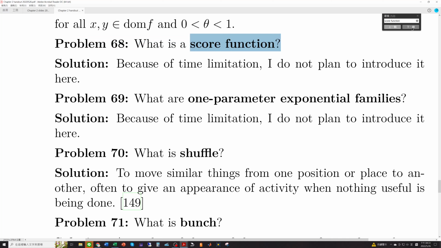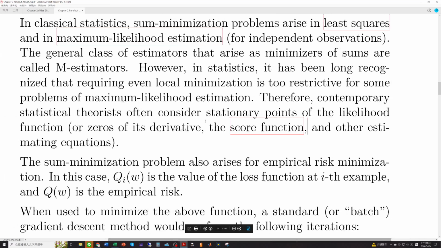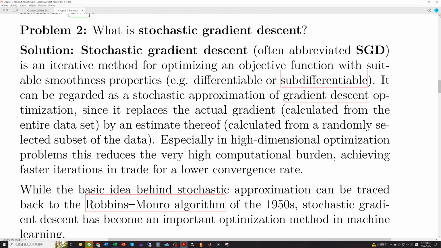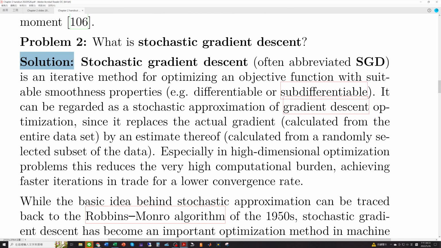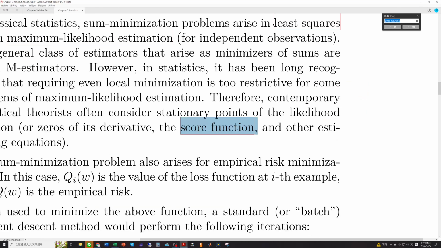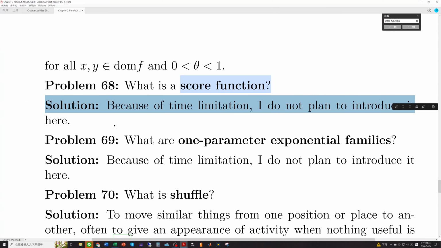Okay, the score function appeared in this handout. Here is the score function. And where is it? We can see that here is the solution to problem 2. What is stochastic gradient descent? Let us go back to the problem about score function. Solution: because of time limitation, I do not plan to introduce it here.